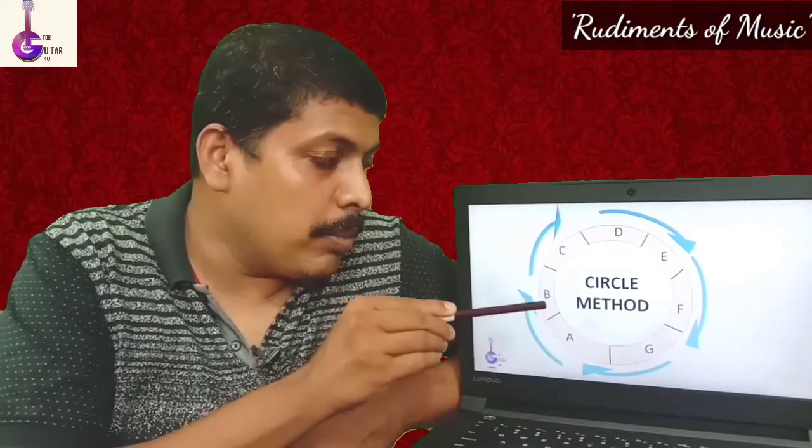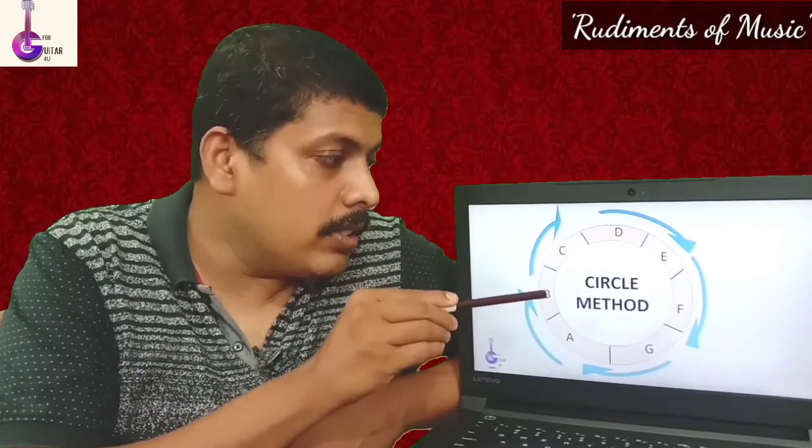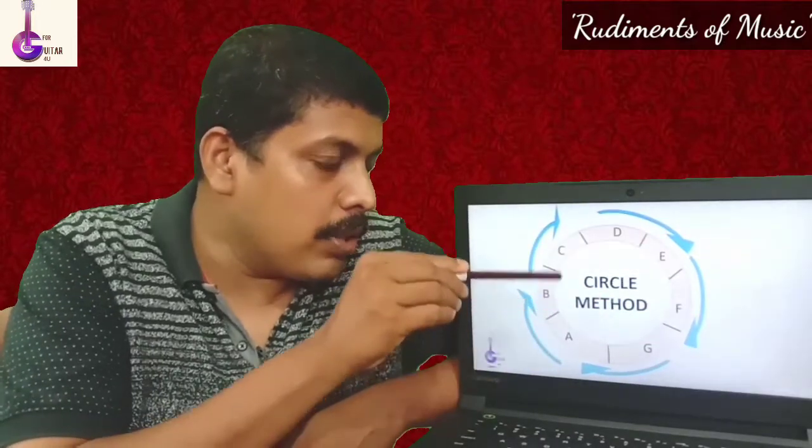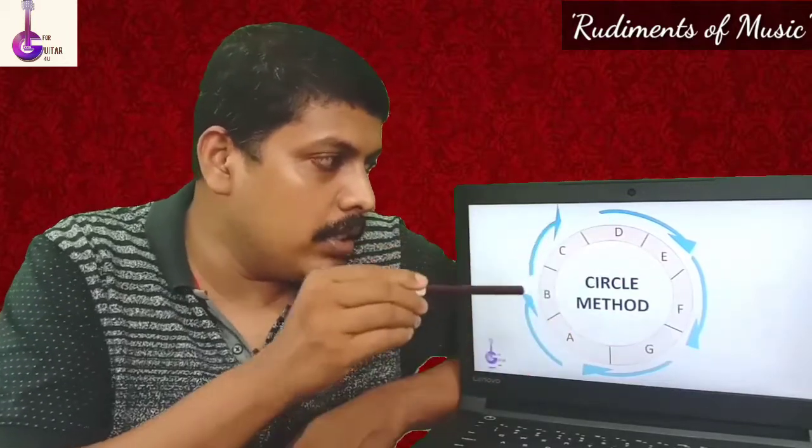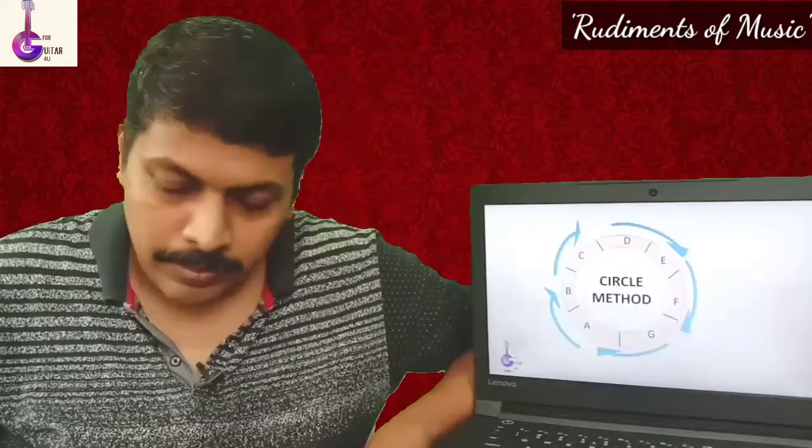If we are starting from B, it goes like this: B, C, D, E, F, G, A, B. If we are starting from C: C, D, E, F, G, A, B. Again C, D, E, F, G, A, B, C. Okay, this will rotate.